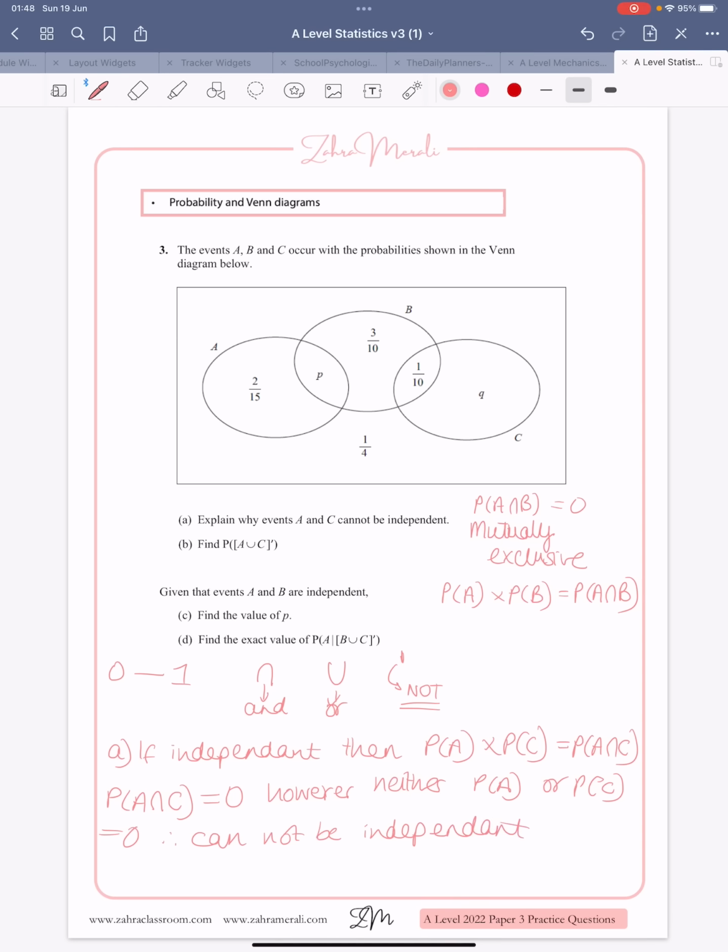Okay. For part B, we've got A or C and then not. So first of all, we identify our A or C. So everything in A and everything in C. And we want the not. So essentially we want the amount that we've not highlighted. So these two together. So we're going to have 3 tenths plus 1 quarter to give us 11/20. So it's the amount that's not in A or C.